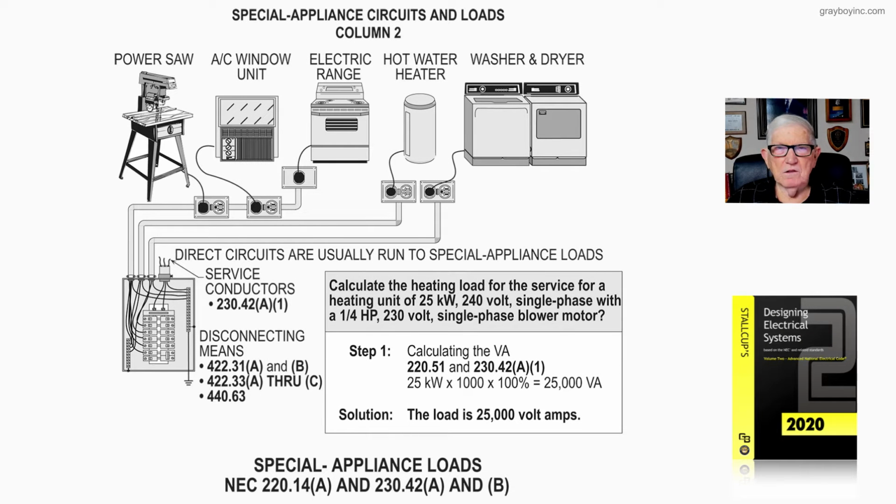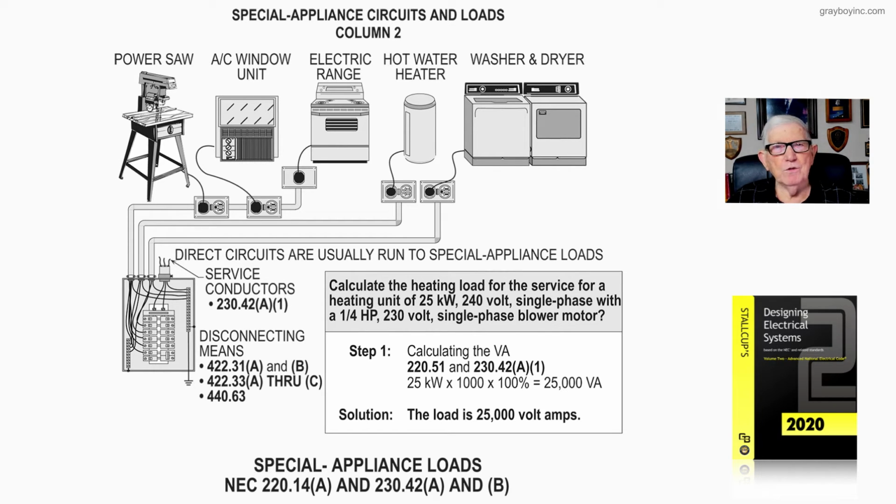Now let's look at this figure 22-4, and it deals with special appliance loads. Kind of coming out the gate, 220.14(A) identifies these special type appliance loads. Usually they're direct circuits. And then 230.42(A) and (B) is the 125% rule or 100% for the service. But remember now, we're looking at calculating the standard calculation and how we divide these loads.